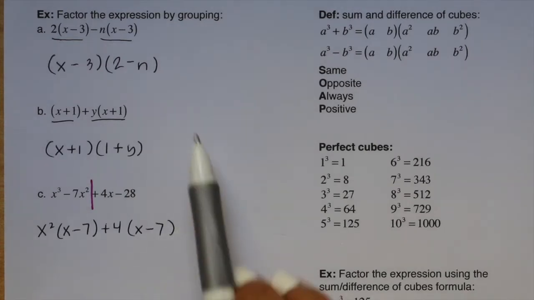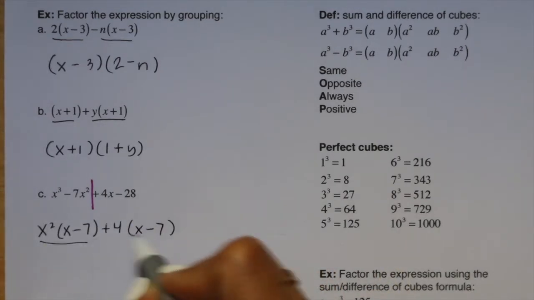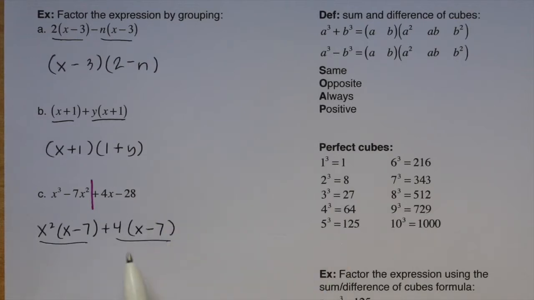So now this problem finally looks like the first two. Think of this and this as two separate terms, and then ask yourself, what do they have in common? You can see their parentheses are the same, so we can factor out x minus 7 to the front. And when you factor out the x minus 7 from both terms and move it to the front, you're left with x squared plus 4. You just leave your answer like this.